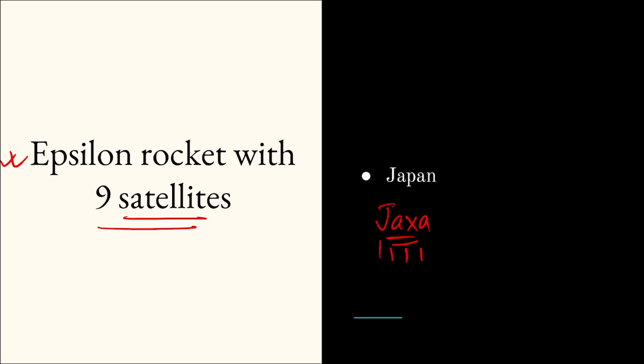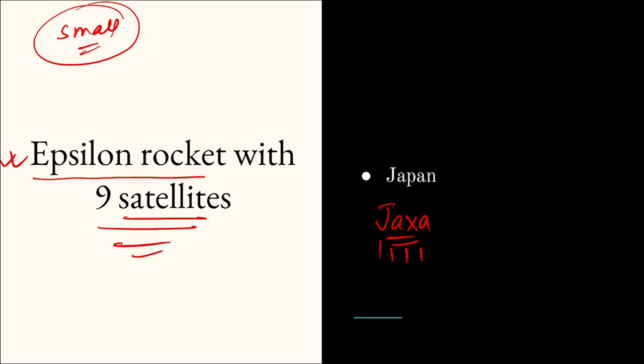So JAXA launched a small, low cost Epsilon rocket with 9 satellites. The rocket that was used by Japan was the Epsilon rocket. A total of 9 satellites were launched by Japan, or you can say by JAXA, into space. These 9 satellites were developed by private companies and enterprises, and one of them was jointly developed by 10 national institutes of technology.